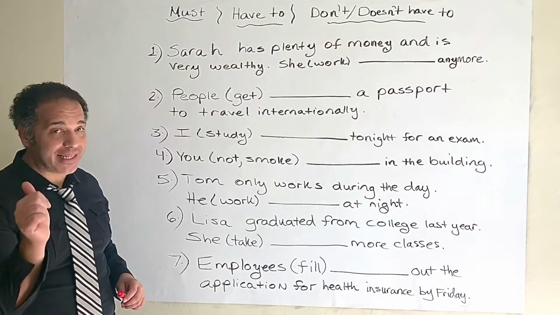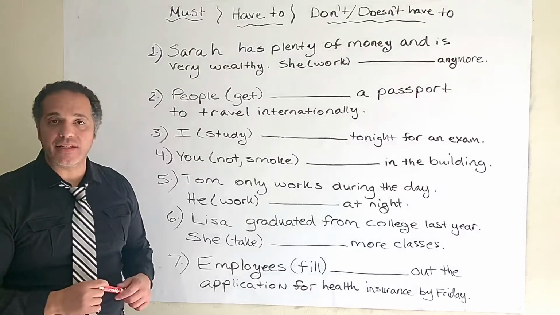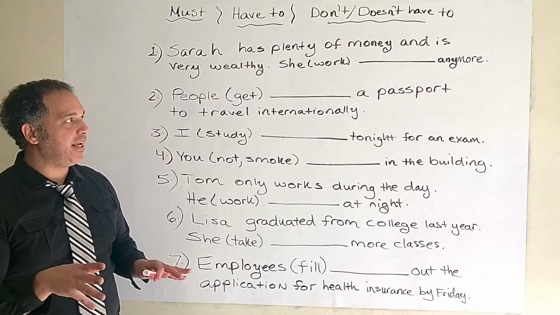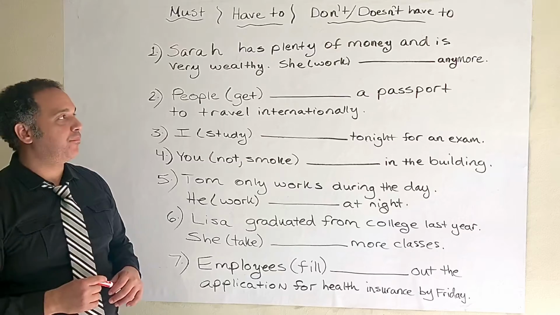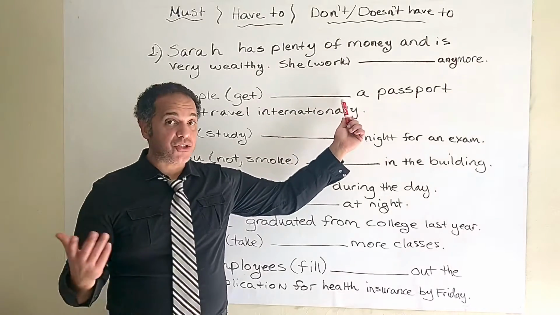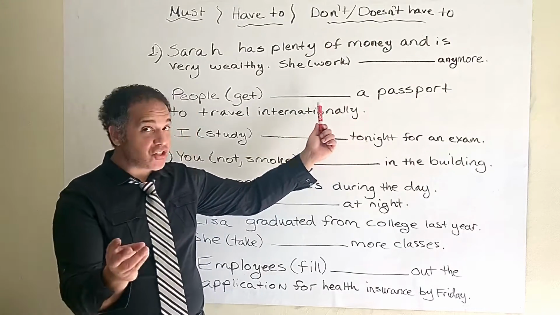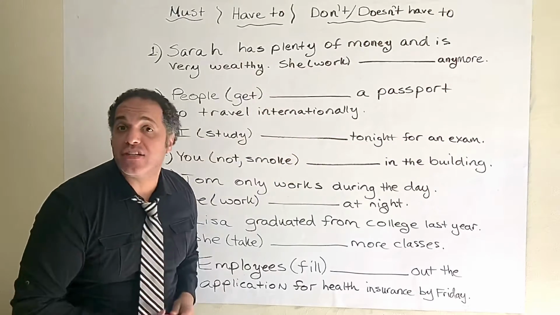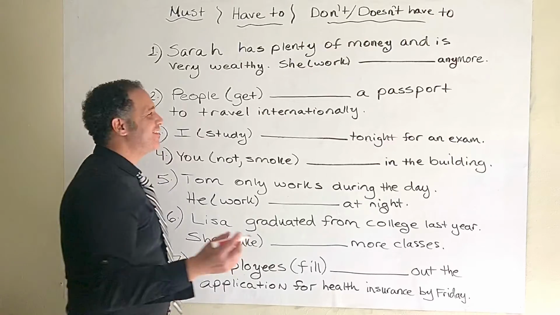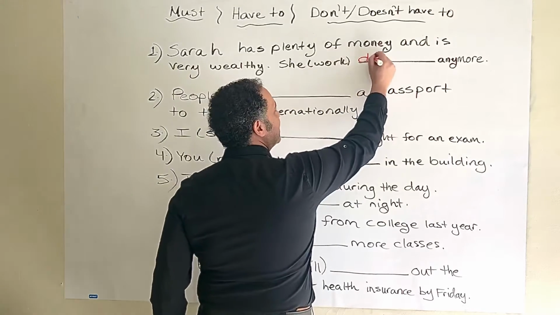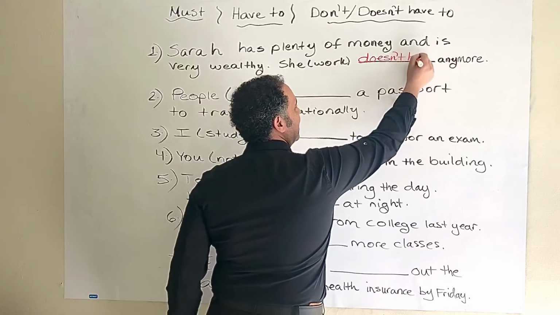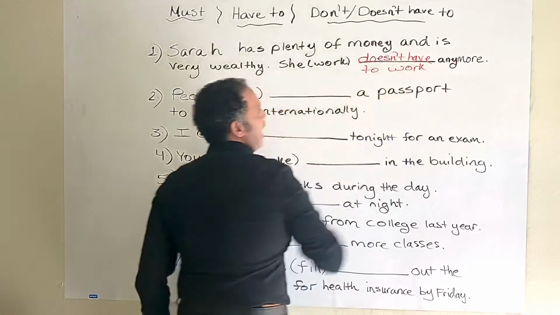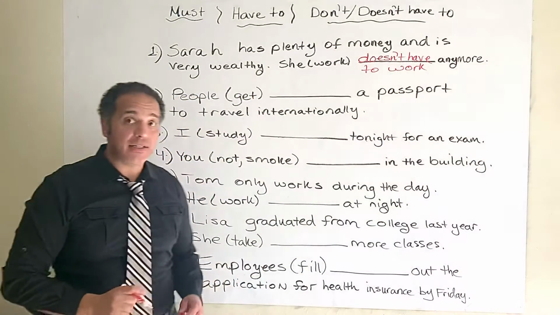Number 1, Sarah has plenty of money and is very wealthy. She blank anymore. She must, she has to, she doesn't have to. If you said doesn't have to, you are absolutely correct. She doesn't have to work anymore.